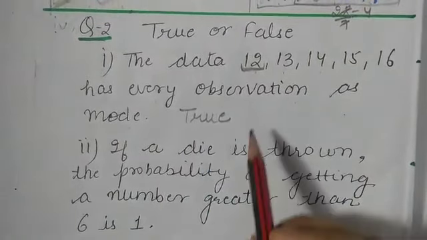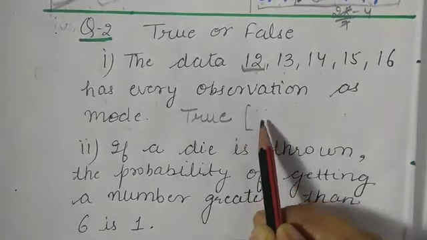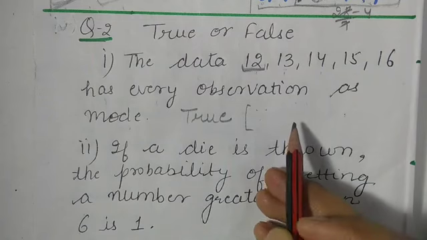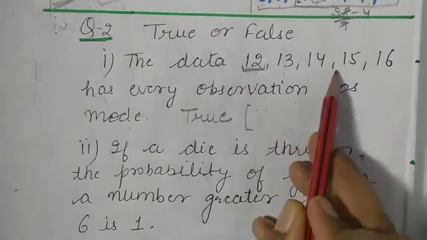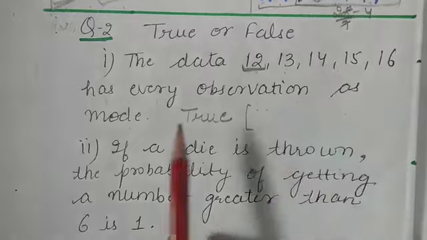Come to, because as we have learned, there can be more than one mode in the data. So that is the case here, where we are having 5 modes. Okay. Now come to B part.